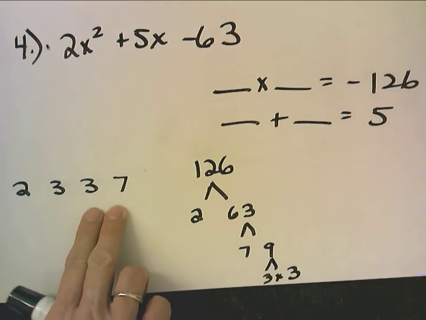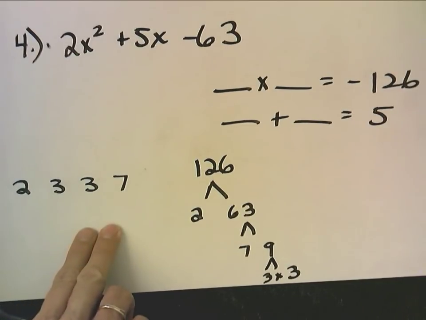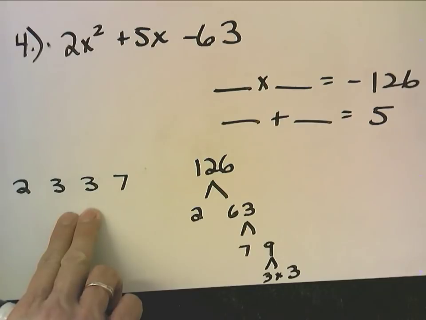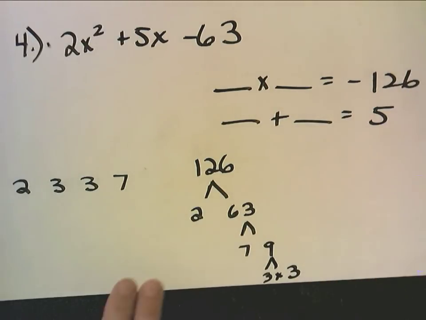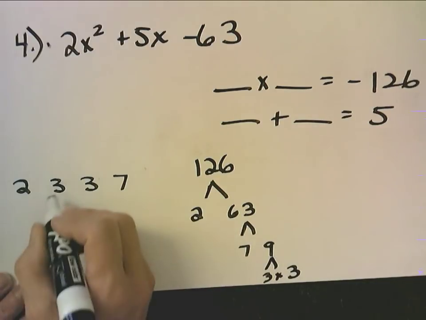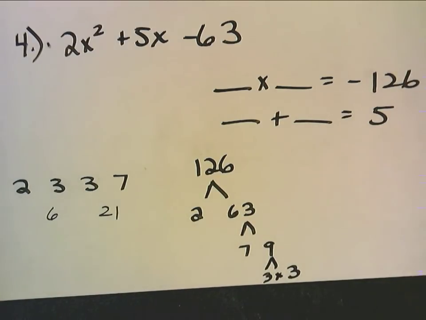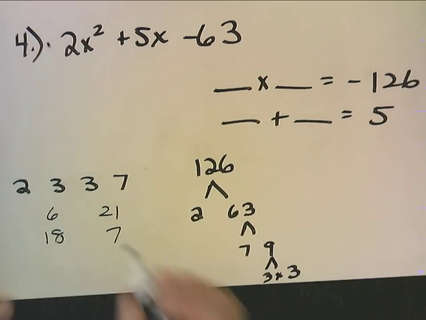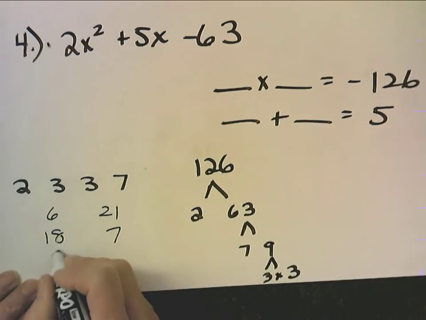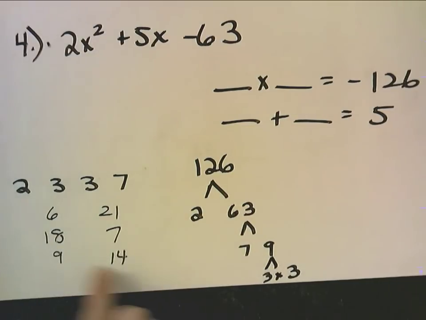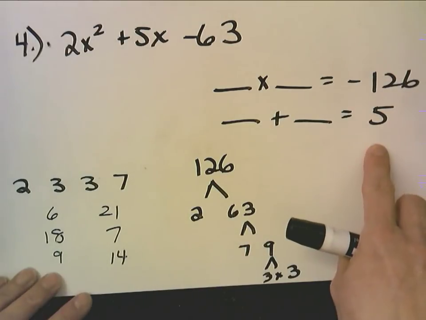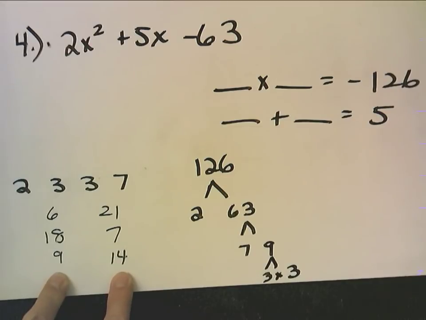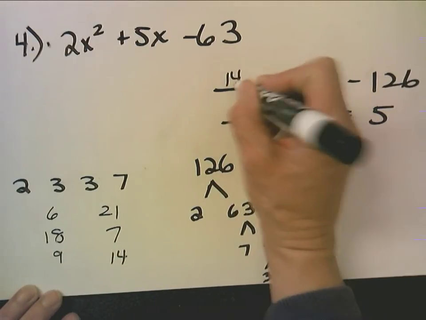Now, I want to see if I can group these factors in such a way that they will multiply to equal negative 126, but add up to 5. So first I'm going to group 2 and 3, and I get 6 times 21. That's not going to work. Let's try 2 times 3 times 3. That would be 18 and 7. I'm not going to get 5 out of that. Let's try 3 times 3 is 9, and 2 times 7 is 14. Now look, the difference between those two is 5. And it's positive, which means I'm going to use a positive 14 and a negative 9.